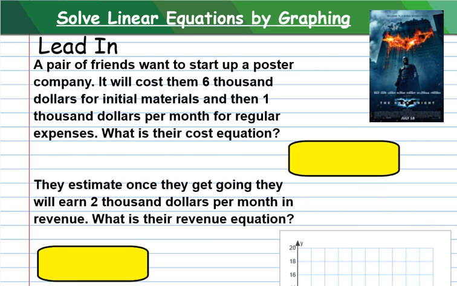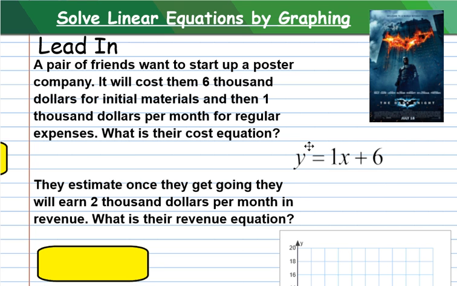Let's say a pair of friends wants to start up a poster company. They estimate it's going to cost them $6,000 for initial materials. So that's like getting the building, buying all the printing materials such as ink and printers and copyright and all that stuff. And then $1,000 per month for regular expenses. So that would be paying to replenish the poster paper and the ink and things like that. What would their cost equation be? Well, it would look something like this. Y equals 1,000 for every month plus the $6,000 upfront fee.